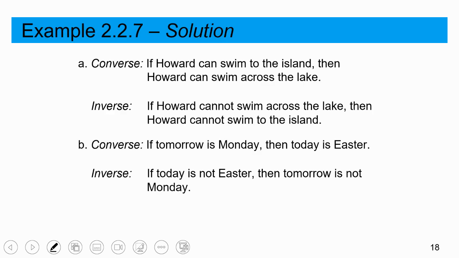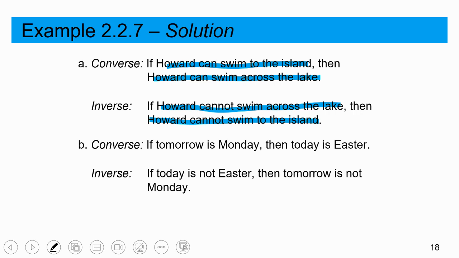See how you did. So again, the converse, we switch the conclusion and the hypothesis. In the inverse, we do not switch them, we simply negate them. The negation of Howard can swim across the lake is Howard cannot swim across the lake. And the negation of Howard can swim to the island is Howard cannot swim to the island.